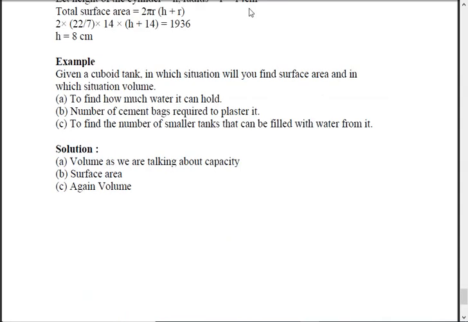Okay. For a cuboid tank, in which situation will you find the surface area and in which situation will you find the volume? Means where to find the surface area, where to find the volume. To find how much water it can hold, volume, right? Then the number of cement bags required to plaster it. Plaster means side surface, so surface area. To find the number of smaller tanks that can be filled with water from it, volume again, water to water, right?